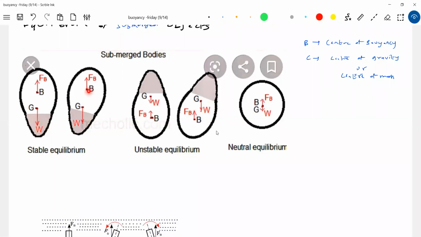Now what will happen to the buoyant force? The buoyant force will set up a torque about the center of gravity, and it will set up an anti-torque. It was given angular displacement theta like this. Who will set up the torque? The buoyant force will set up an anti-torque in this one. So because of that it will come back to the stable equilibrium.